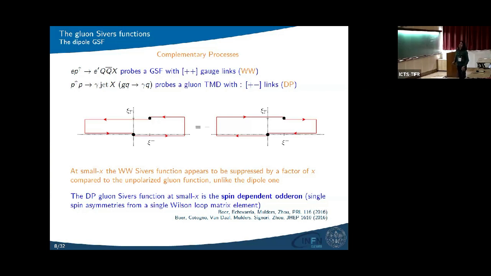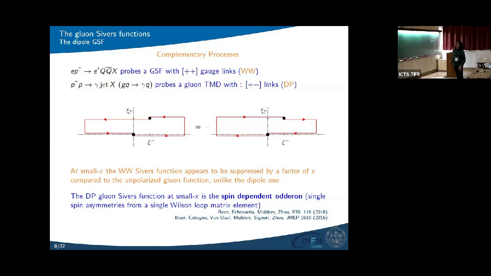Again, at small x, the Weizsäcker-Williams gluon function is suppressed by a factor of x compared to the unpolarized gluon function. But it's not the case for the dipole one. So at small x, this dipole distribution has a nice feature: the ones which survive at small x become all proportional to the unpolarized one. And in particular, the Sivers function at small x is a spin-dependent odderon, it has been found.